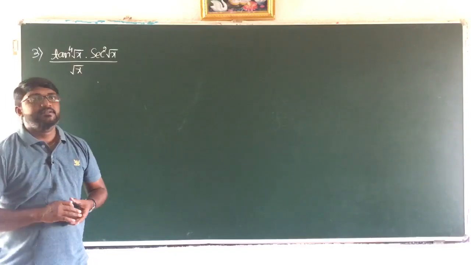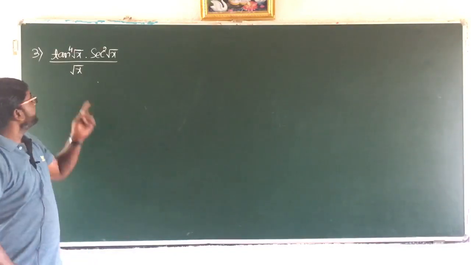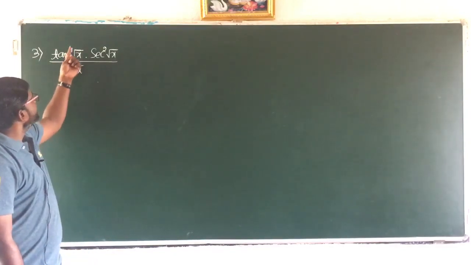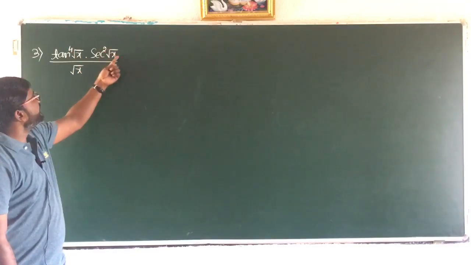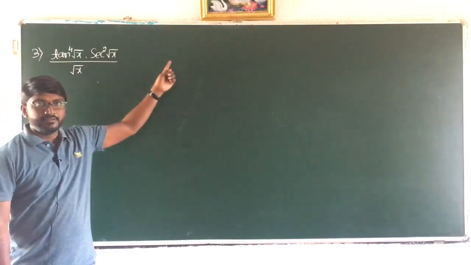So the next example problem is integrate tan raised to 4 root x into secant square root x divided by root x with respect to x.